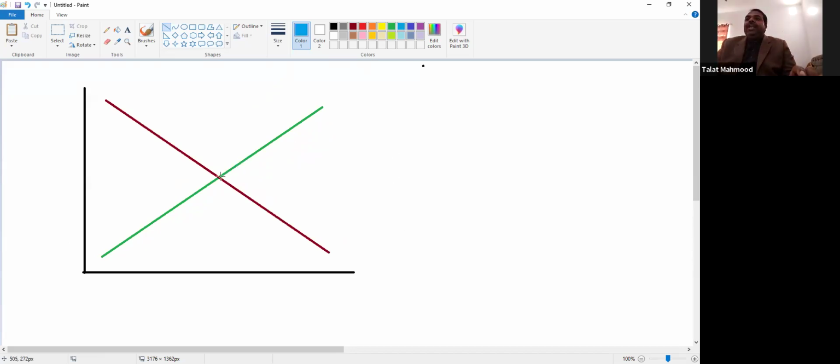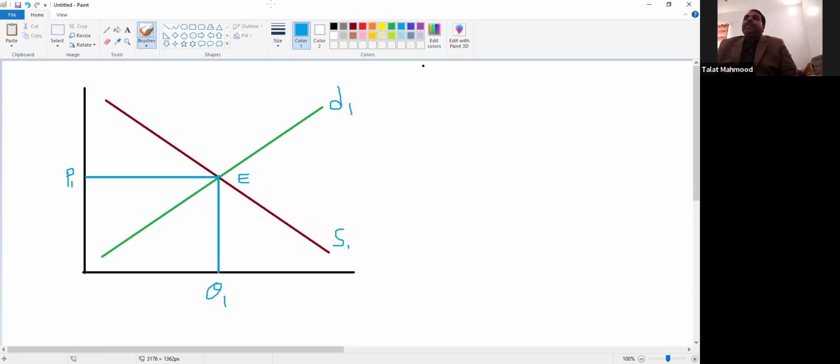So we see that before government intervention, when government was not there, price was this. We were having equilibrium over here. Price was P1 and quantity was Q1. Demand curve was D1 and supply curve was S1. So what will happen if government intervenes?